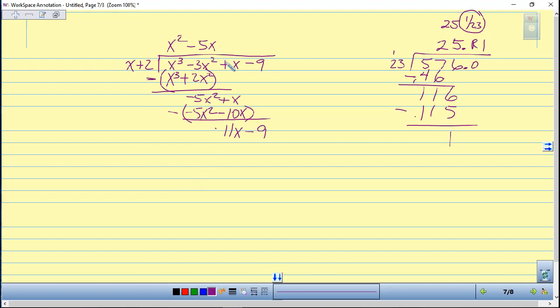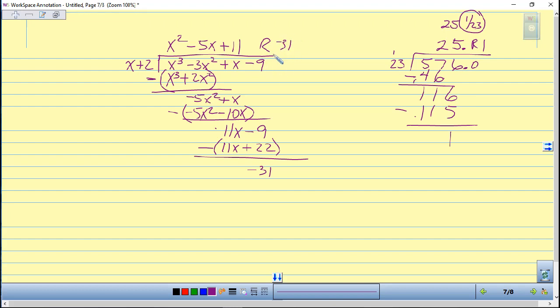And go through it one more time. What do I multiply times x to get 11x? Well, of course, that's going to be plus 11. 11 times x gives me 11x. 11 times 2 gives me plus 22, parentheses, and subtract. So 11x minus 11x cancels out like we want it to. Negative 9 minus 22 is going to give me negative 31, and that's my remainder. So if they're asking for a remainder, you would have x squared minus 5x plus 11 R negative 31.